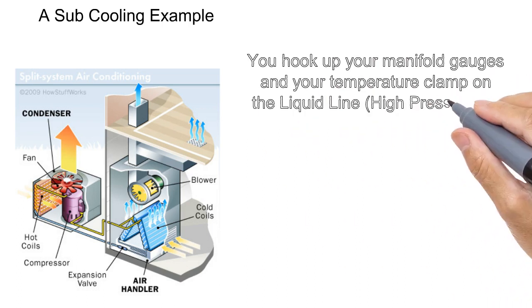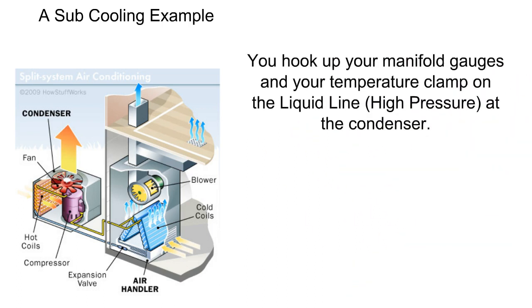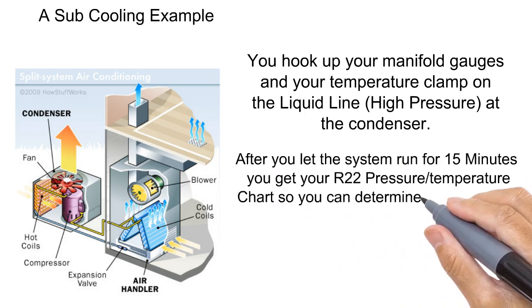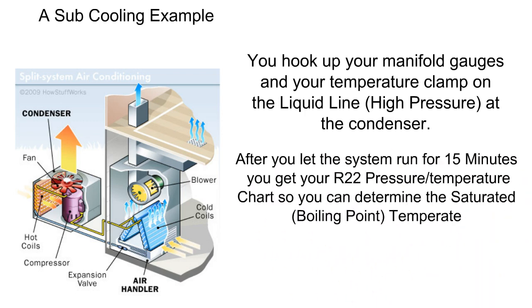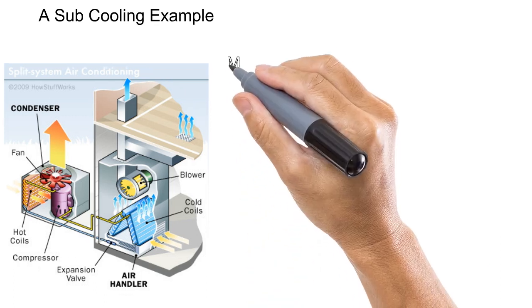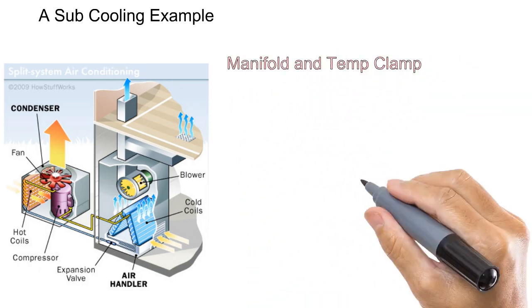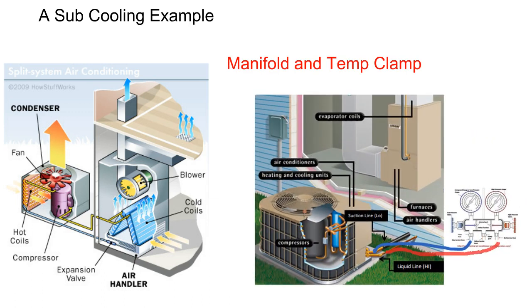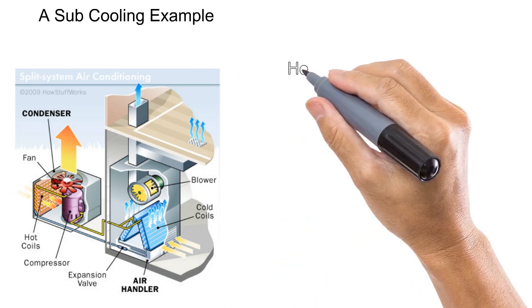So you hook up your manifold gauges and your temperature clamp on the liquid line, the high side, at the condenser. After you let the system run for about 15 minutes, you get your pressure temperature chart so you can determine the boiling points. And here's how the setup might look, with your manifold connected, your high side to the high side, and your temperature clamp on the liquid line, which is the small copper line.